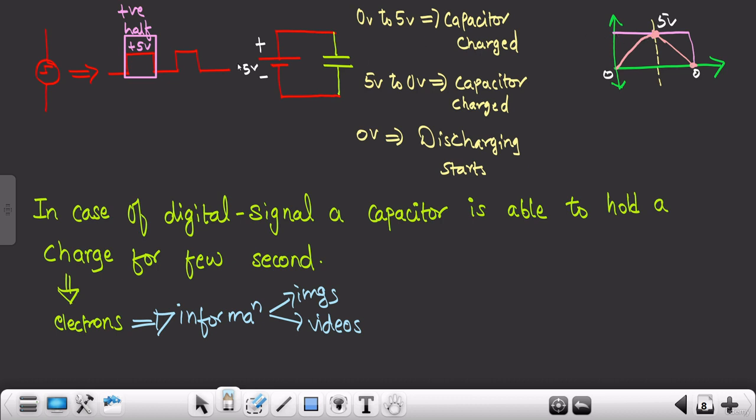the capacitor charged as soon as we plug in this particular 5 volts, or as soon as we provide this particular digital signal, okay? And from 5 volts to 0 volts, the charge on the capacitor is stable, but in case of an analog signal it was decreasing quickly, right? I hope you are getting my point. But as soon as this particular waveform attains 0 volts, the capacitor will start to discharge.